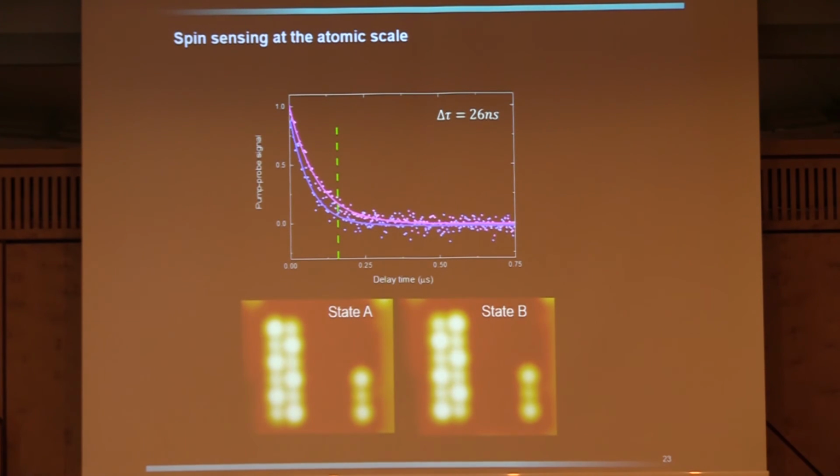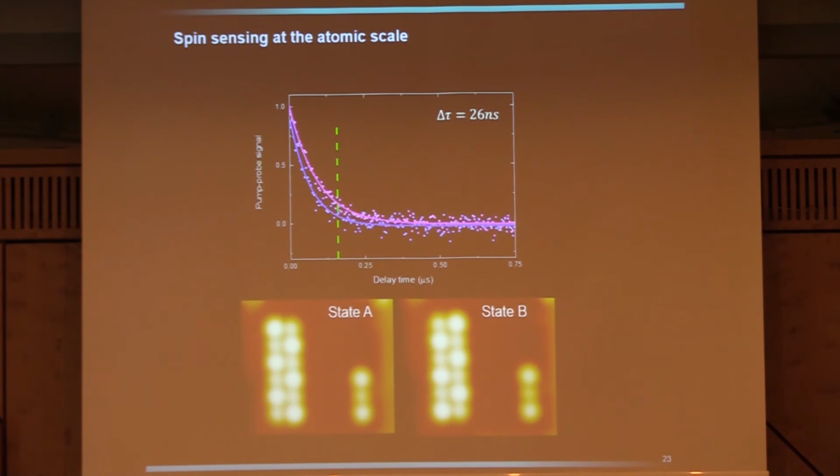So you can guess, right? The way this spin sensor works is that we read out changes in the spin lifetime. So what we checked for is what the spin lifetime of this structure is when the big guy is in state A, and we find one curve, and what the lifetime is when the other one has been switched to the other state, state B, and we find another curve. If you look at them closely, you find that they differ by about 26 nanoseconds in the spin relaxation time.